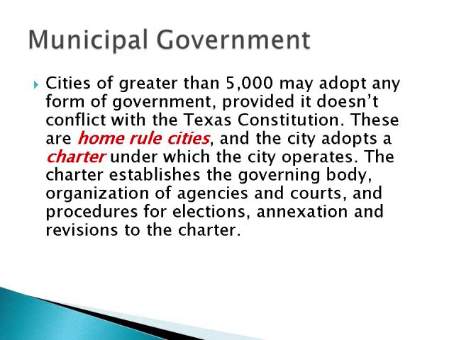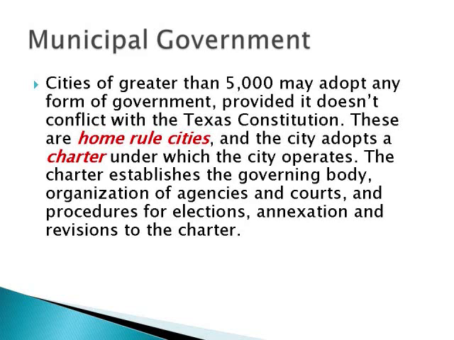However, cities with populations of greater than 5,000 may petition for home rule status. The process of establishing home rule authority begins when the voters of a city approve a petition adopted by the city council. When the city is granted home rule status, it must adopt a new city charter.